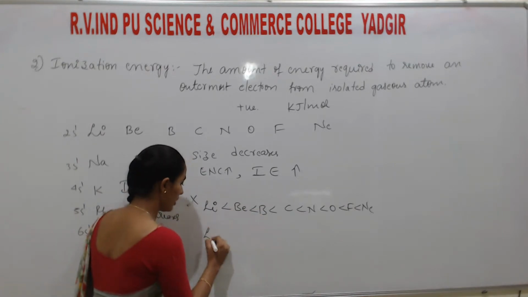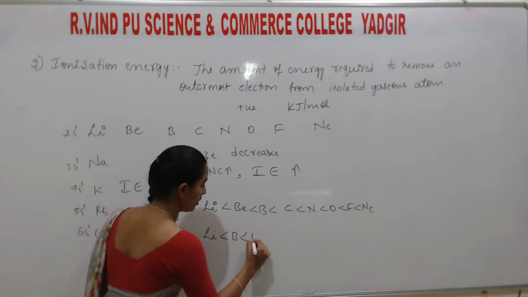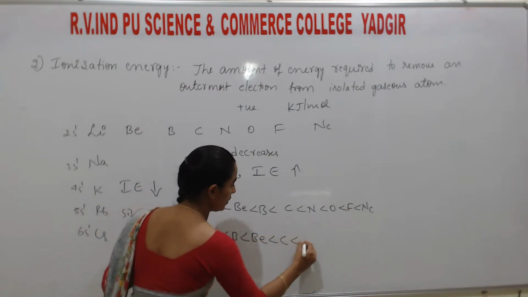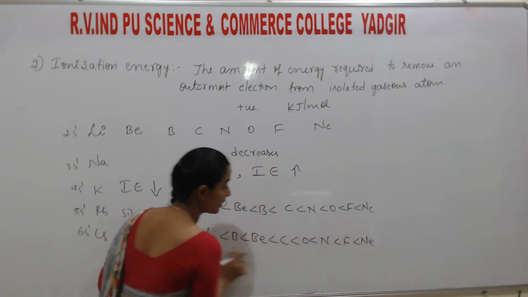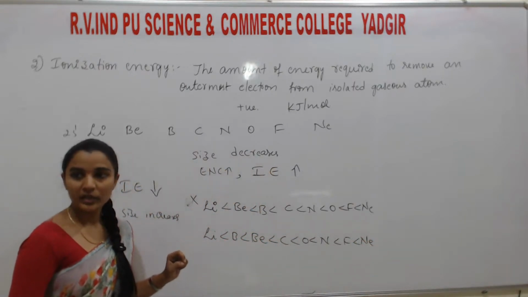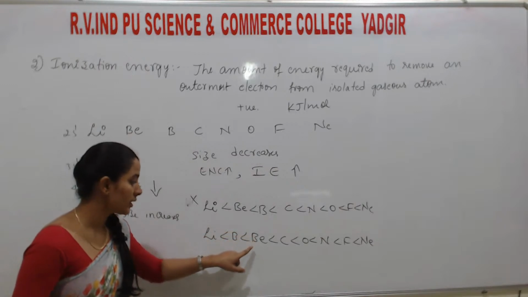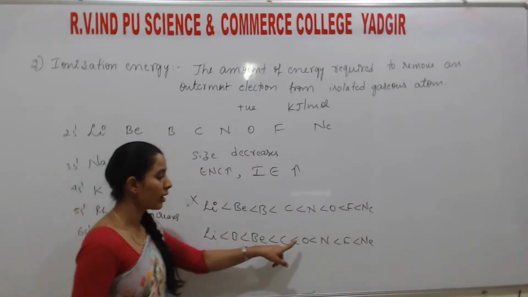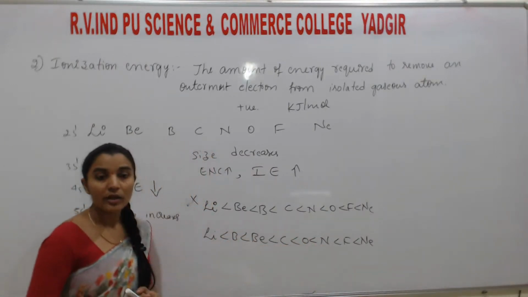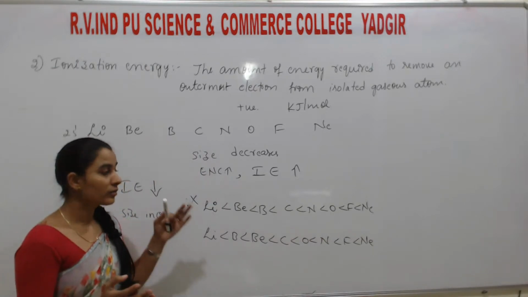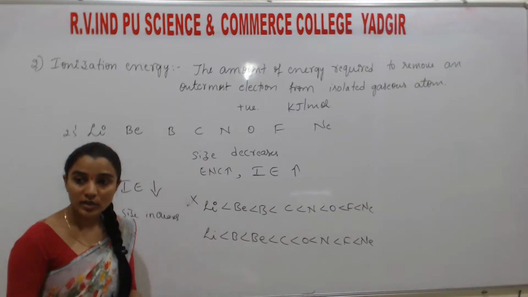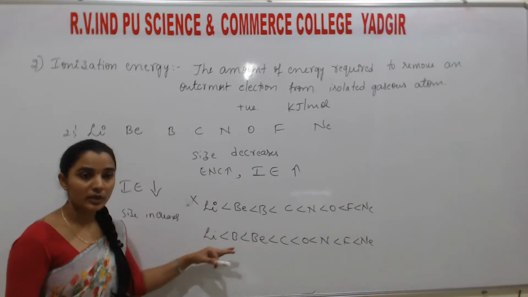Understand? The trend is lithium, boron, beryllium, carbon, oxygen, nitrogen, fluorine, neon. This is the correct trend. Understand? Why? What happens between beryllium and boron, and oxygen and nitrogen? They are going to ask you a 3 marks question: how the second ionization energy or first ionization energy of the respective element is different.